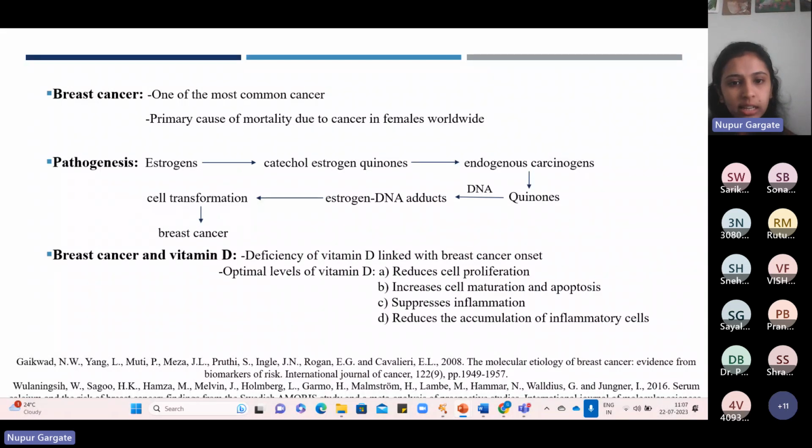Research has shown that there is a link between breast cancer and vitamin D because deficiency of vitamin D is linked with the onset of breast cancer. Optimal level of vitamin D in the body performs these following four functions. It reduces cell proliferation, increases cell maturation and apoptosis, suppresses inflammation, and reduces the accumulation of inflammatory cells. So, to prevent breast cancer, vitamin D should be present in optimal levels in the body. Otherwise, research has shown that it can be linked with onset of breast cancer.